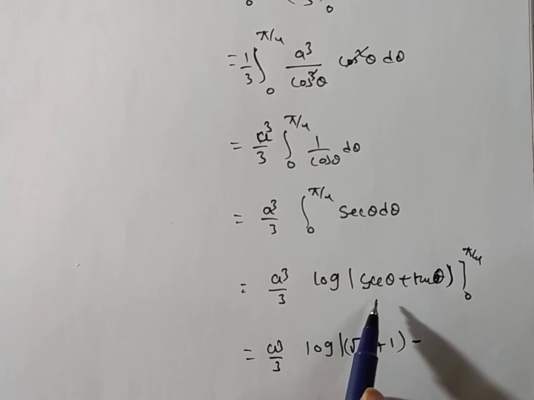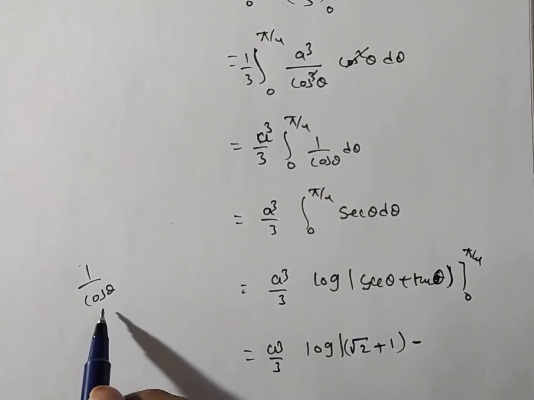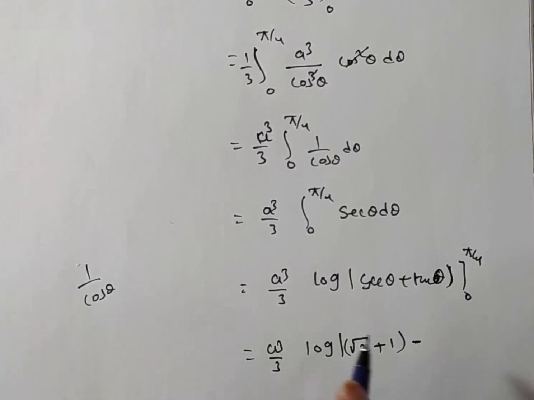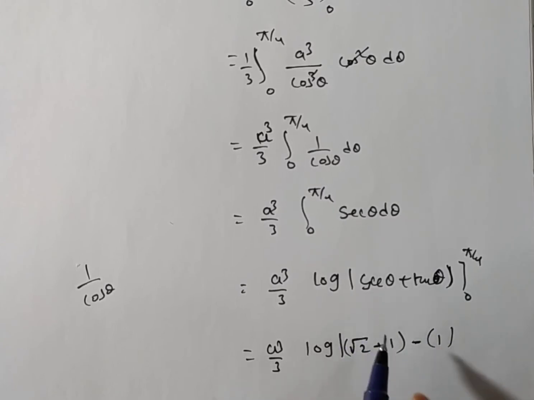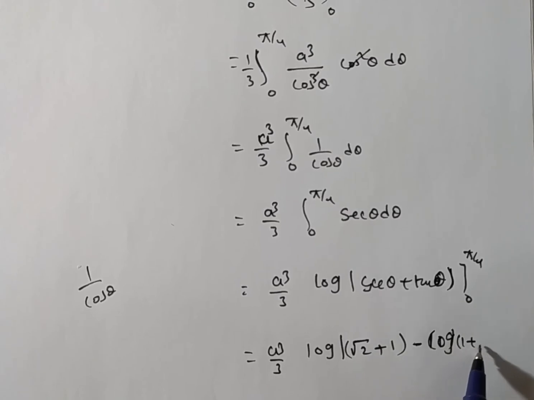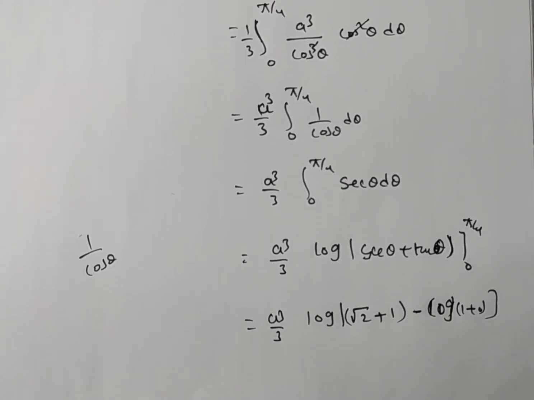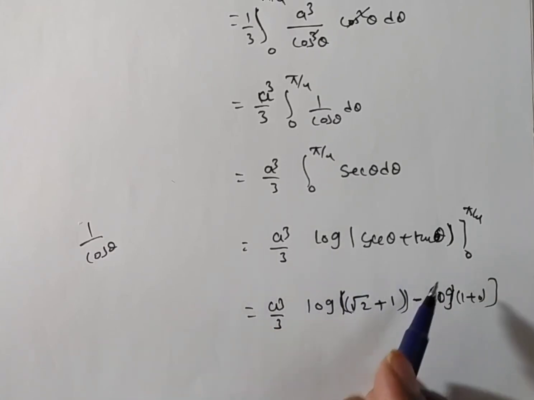Secant theta means 1 by cos theta. 1 by cos 0. Cos 0 is 1. So 1 by 1 means 1, plus here you have tan 0. Tan 0 is 0 only. That's it. Now in this case, upper limit is this one minus lower limit, which means log of 1 plus 0. You need to write like this because it is upper limit of this minus lower limit of this.